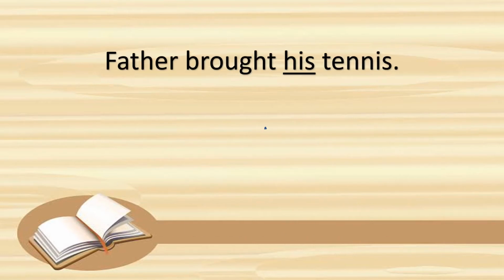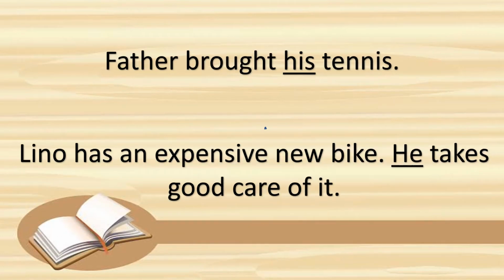Okay, so we have here 2 sentences. Father brought his tennis. Next, Lino has an expensive new bike. He takes good care of it. Now, what have you observed in our sentences? Yes, there are underlined words. What do you call those words? Very good. They are pronouns. Now, why can you say that they are pronouns? Because they take the place of a noun.